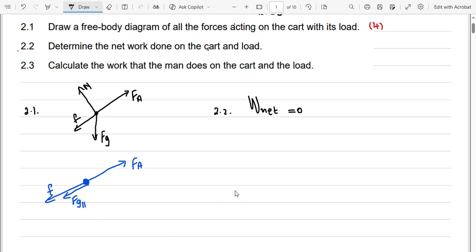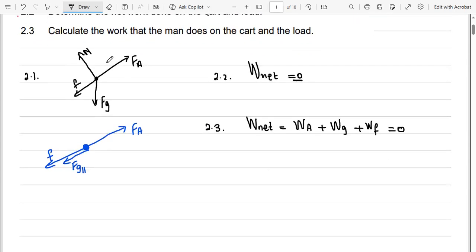So I'm just going to try and put this in writing. So for 2.3, we're going to say that the net work done is equal to the work done by the applied force, then we add the work done by the weight, which is the FG parallel. Don't say FG only, it's the FG parallel, and then we add the work done by the frictional force. Remember, the net work done is 0, so all this should give us 0.